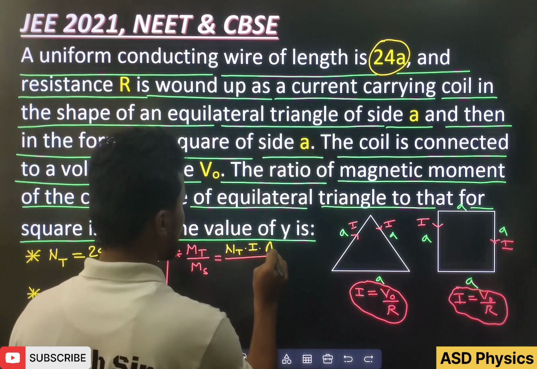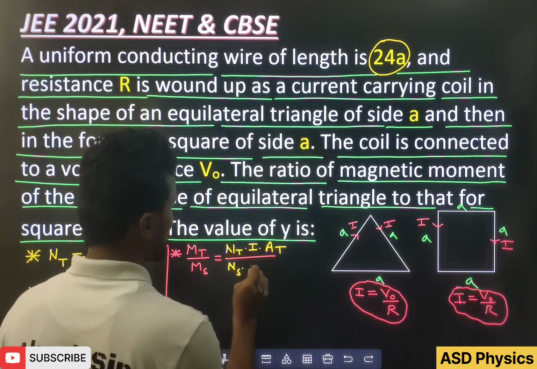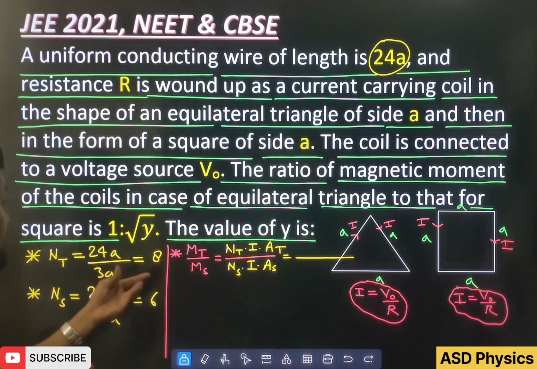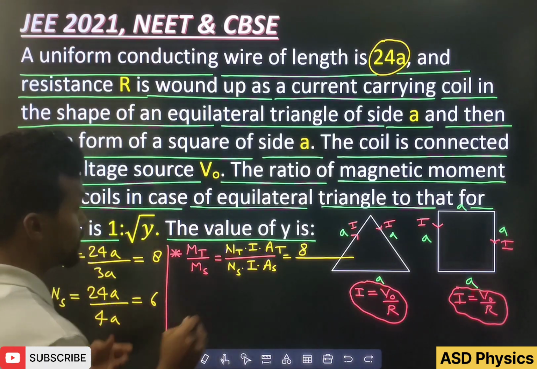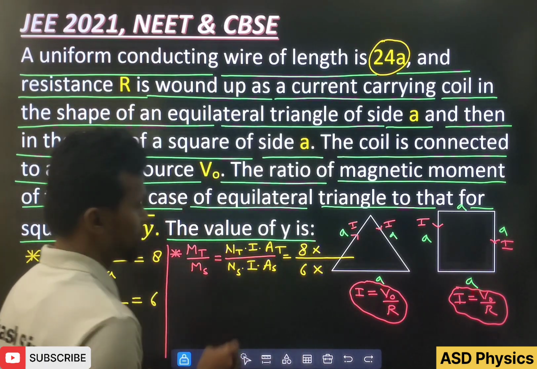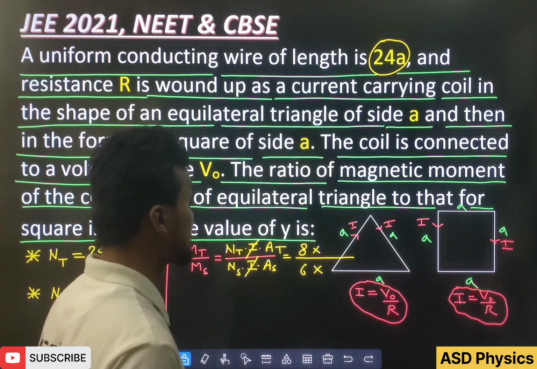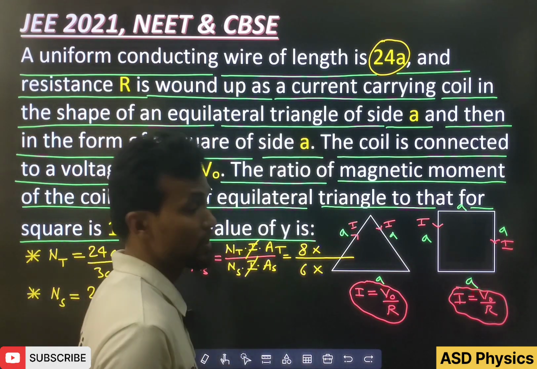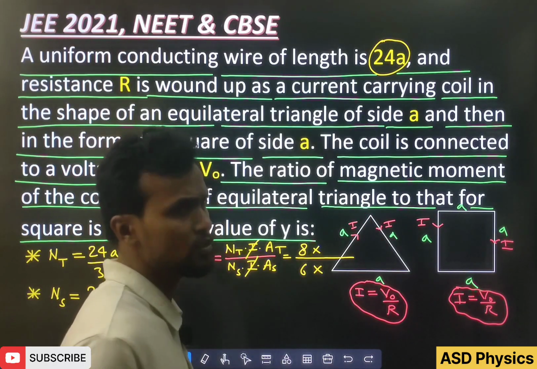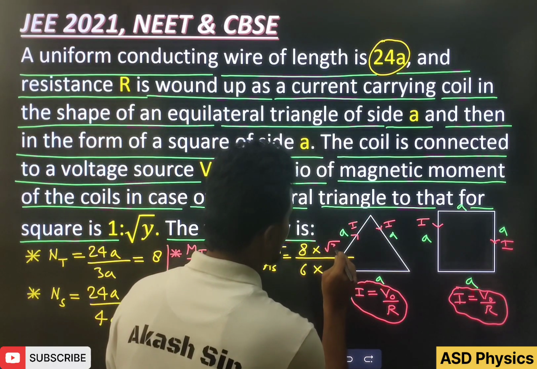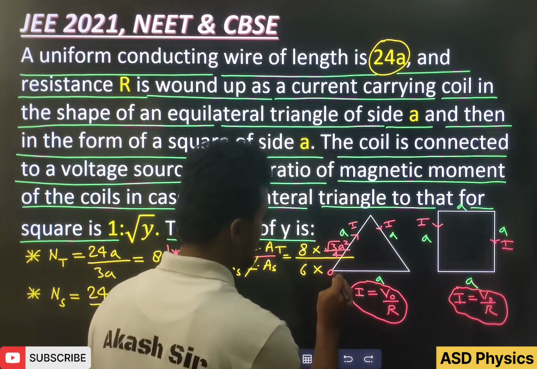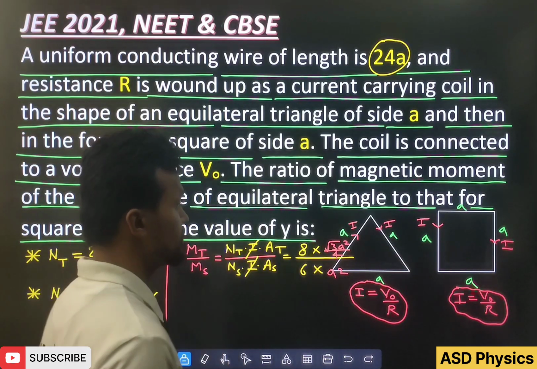So here we can write N_T I into area of the triangle, then N_S I into area of square. Now let's put the values. N_T is 8 and N_S is 6. After that, I is cancelled anyhow. Area of the triangle, you know very well, this is an equilateral triangle, half base into height. Base is A, height from the Pythagoras theorem is √3a by 2, so area is √3a square by 4. And area of the square is A square.